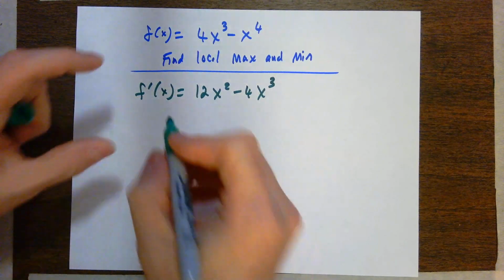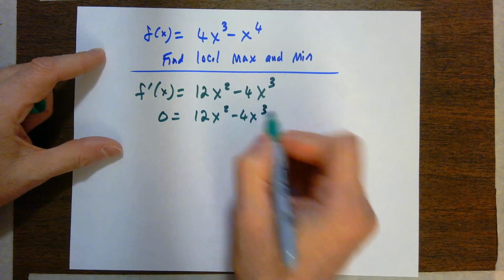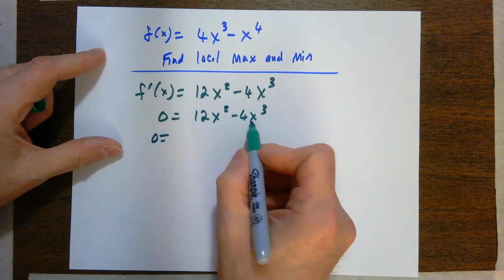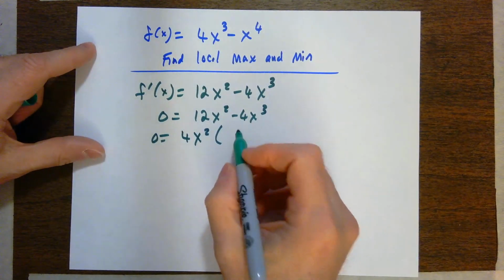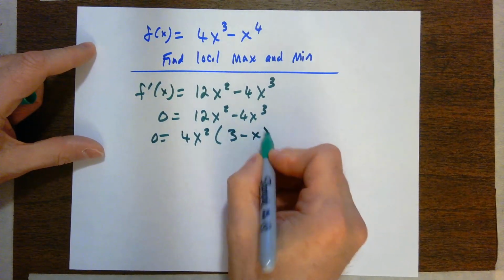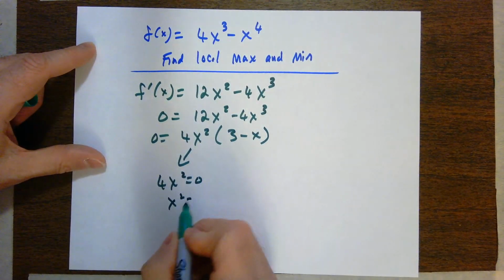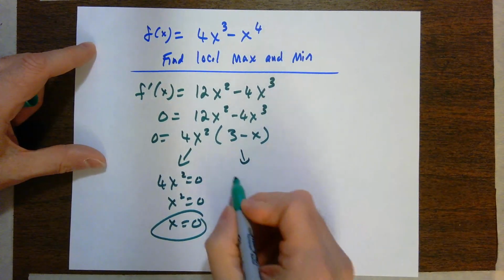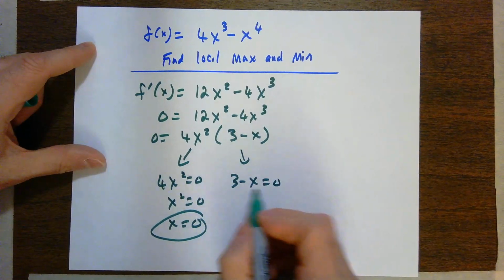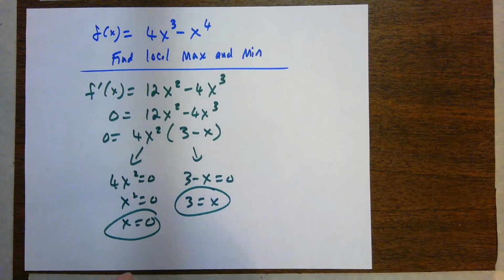Set that equal to 0. 0 equals 12x squared minus 4x cubed. It looks like I can factor out a 4x squared, and I'm going to be left with 3 minus x. Set those equal to 0. 4x squared equals 0, x squared equals 0, x equals 0. There's one critical value. 3 minus x equals 0, 3 equals x. There's my other critical value. So I've got two critical values here.